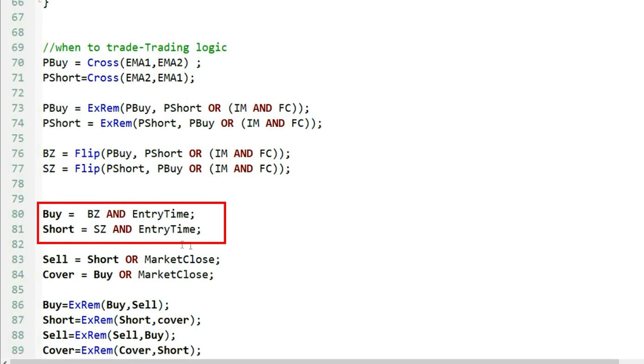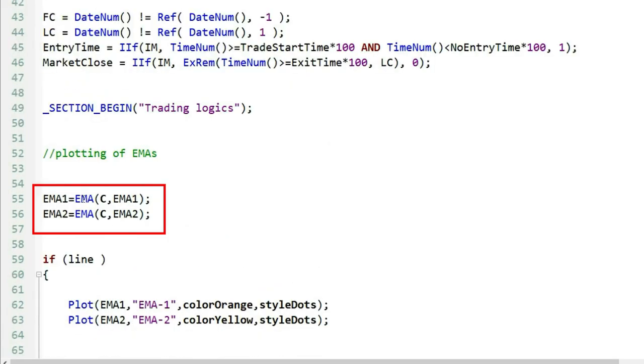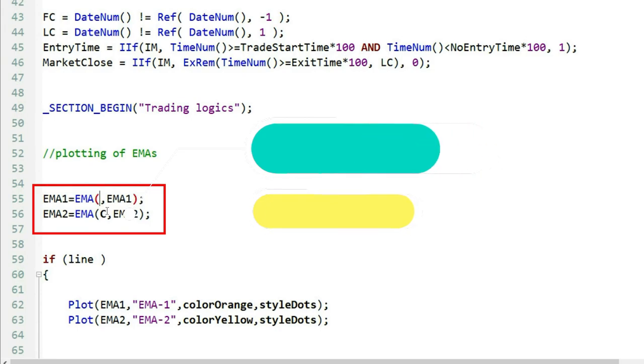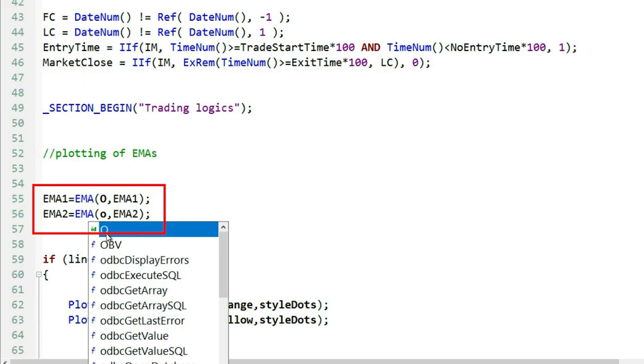Here, instead of using the ref function, I will change the EMA calculation logic itself. If I go up, you will see EMA 1 is based upon closing value and EMA 2 is also based upon closing value. So instead of close, I'll change it to open. I'll just write O. That's it. Now the EMA crossover calculation is based upon open. I'll again write it, say O.